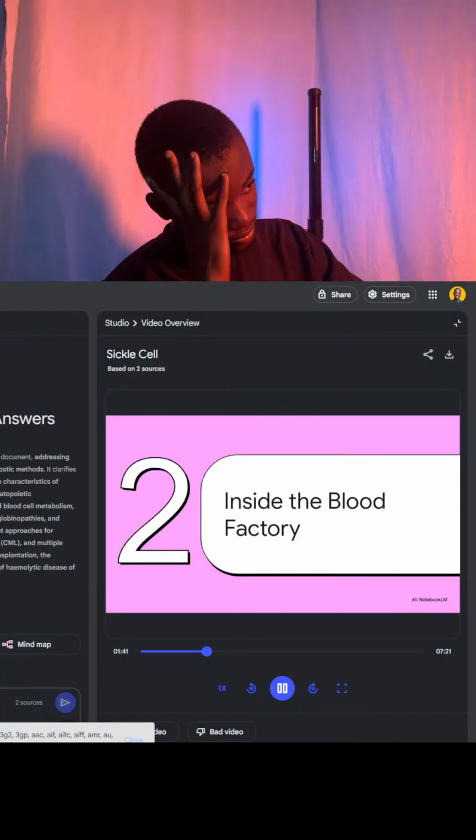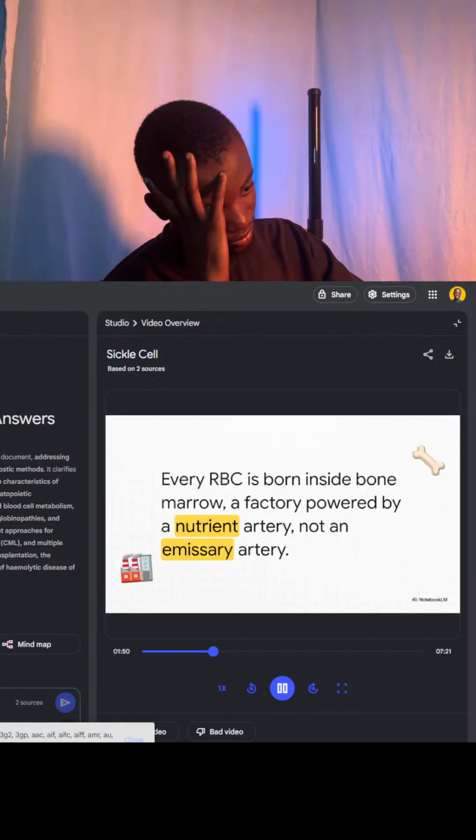So where do these incredible couriers even come from? Let's take a trip inside the factory where they're built to see how this whole amazing process works. Every single red blood cell you have starts its life deep inside your bones, in the bone marrow. And here's a cool little detail. That factory is powered by what's called a nutrient artery. It actually plunges deep into the bone itself just to fuel this constant life-sustaining production line.